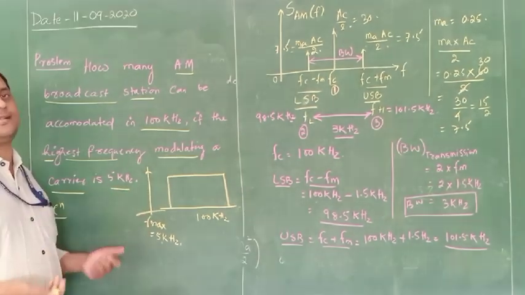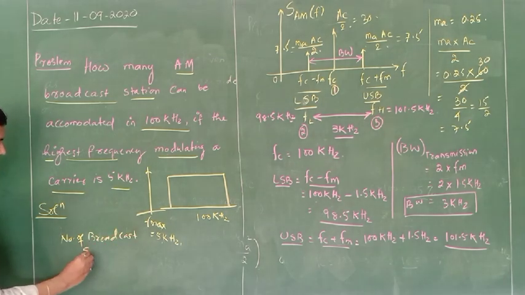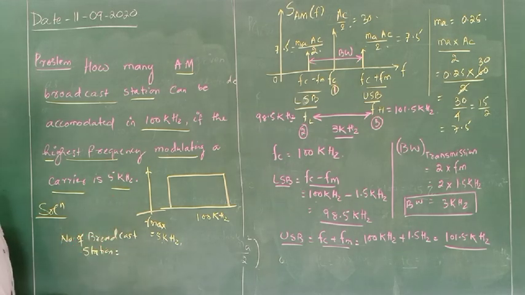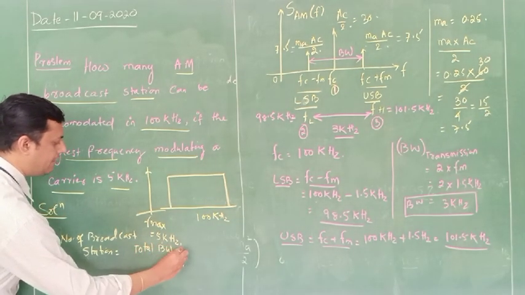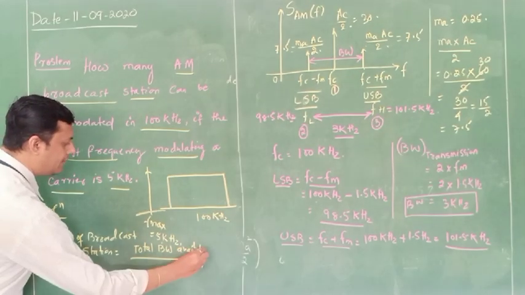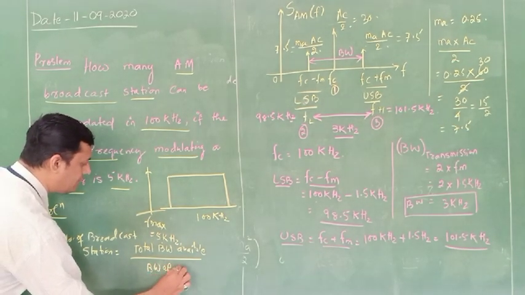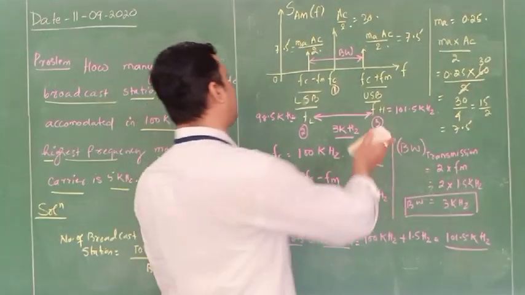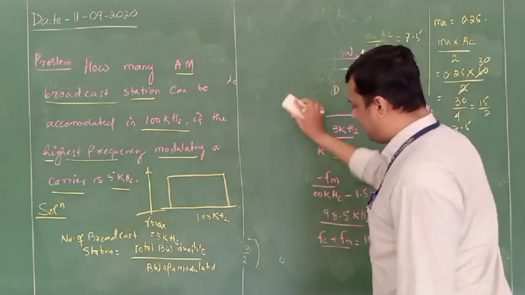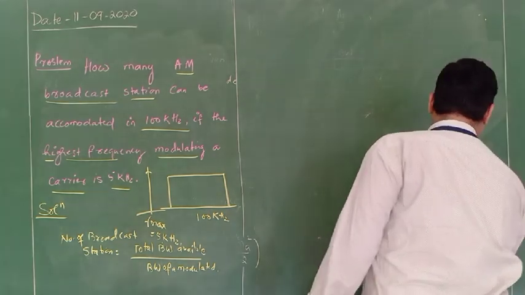And how many broadcast stations is it asking? The number of broadcast stations is equal to the total bandwidth available divided by the bandwidth of a modulated signal. So this is the ratio. Now, how do we calculate the bandwidth of a modulated signal? This modulated signal is one component I am saying. It is only one, because only one frequency component is given, so you can identify the bandwidth for that modulating signal.